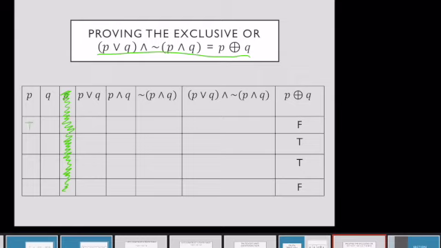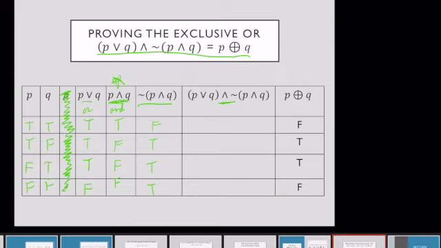Okay, so the first thing I want to do is fill in my truth values. True, true, false, false, true, false, true, false. So P or Q is going to be true, true, true, false, because only one or the other needs to be true. P and Q is going to be true, false, false, false. Next, I need to know not P and Q. It's the negation of this column here. So I'm going to have false, true, true, true.